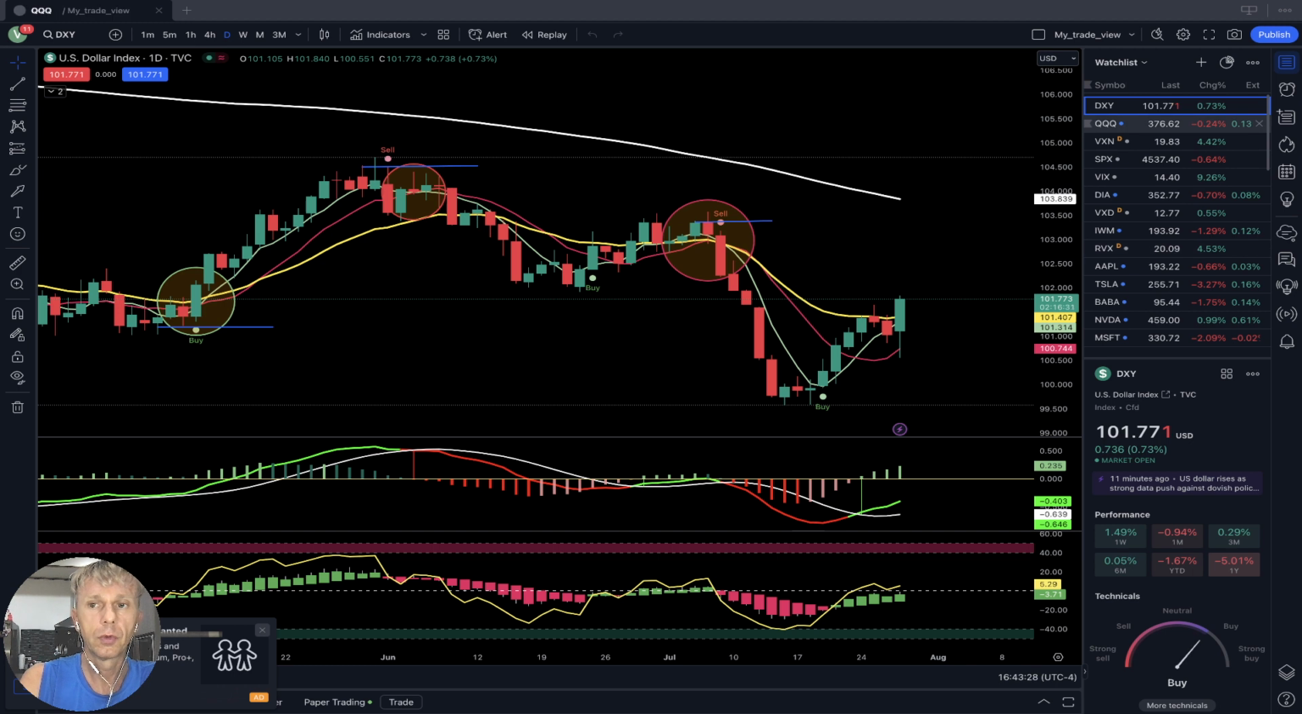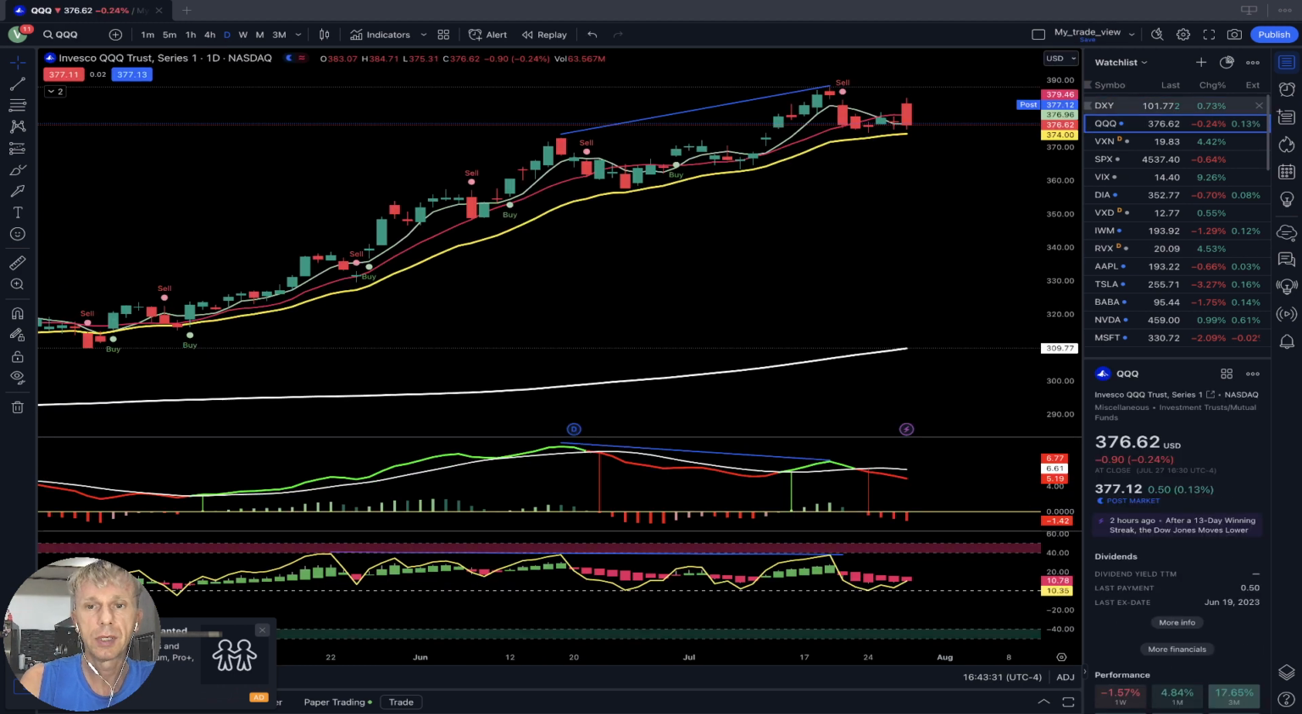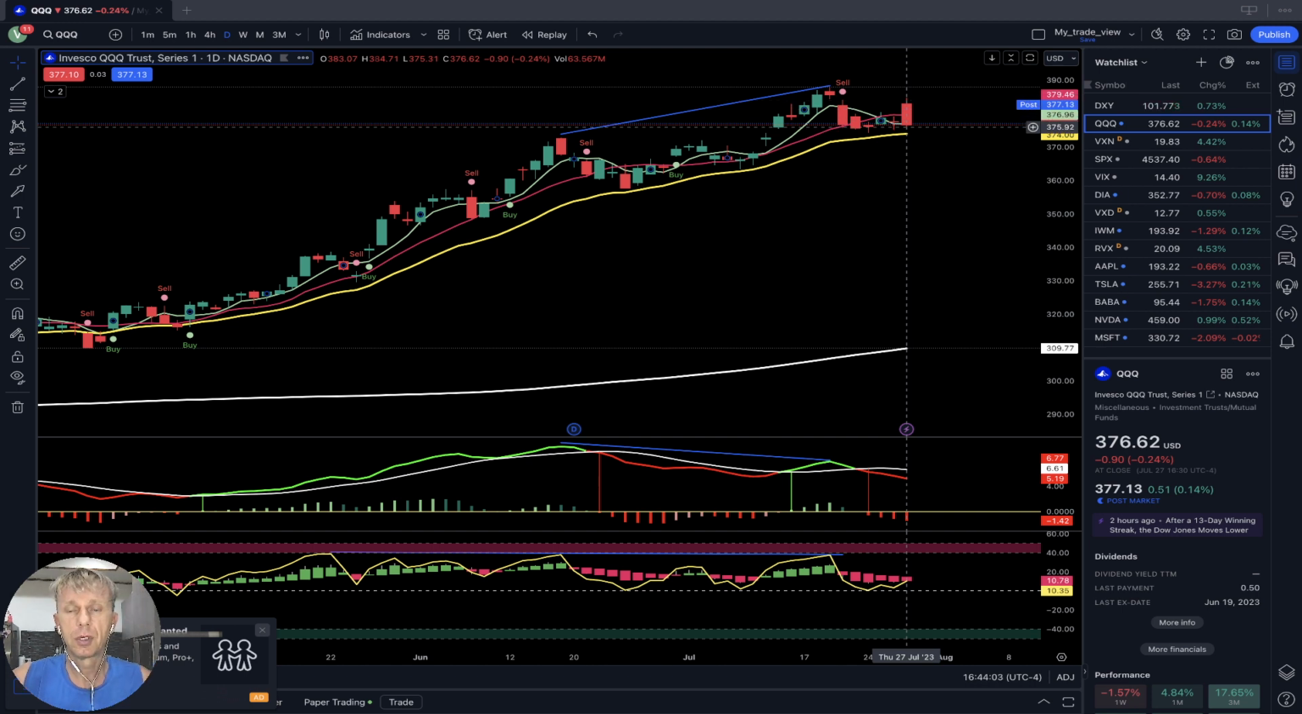Now let's move on. Today the dollar is plus 0.75%. It's a nice, very large move. QQQ is minus 0.25% today, but it was kind of like a bull trap, right? Look at this bar. It was plus 1.5% before market open, and during the day it was plus 1.5%, and suddenly it was minus 1.5%. It means it's an exhaustion bar.